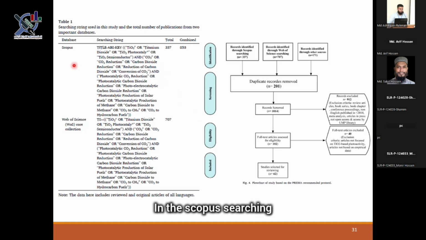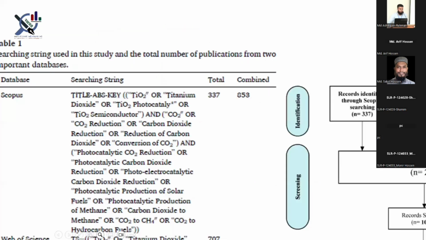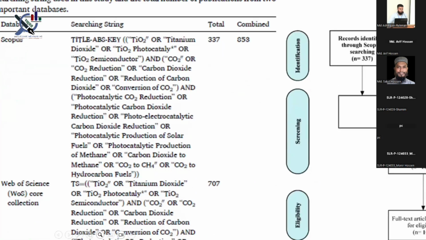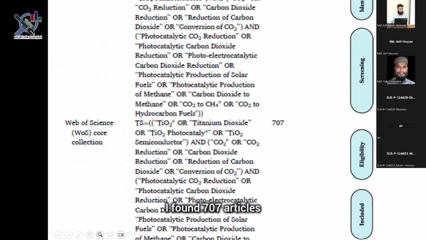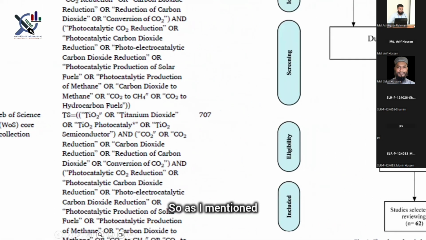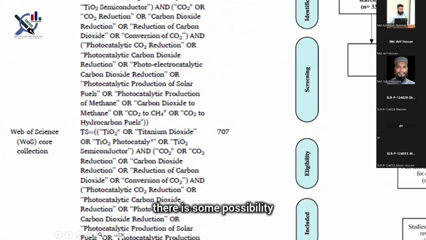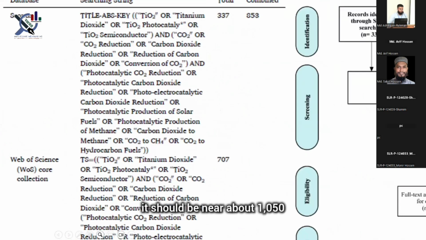In the Scopus search, I found 337 articles. Okay, let me zoom in: 337 articles. But in the Web of Science database, I found 707 articles. As I mentioned, there is some possibility that if we combine 337 and 707, it should be near about 1050.